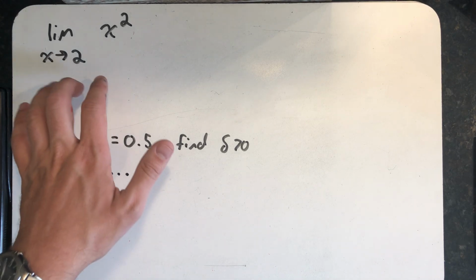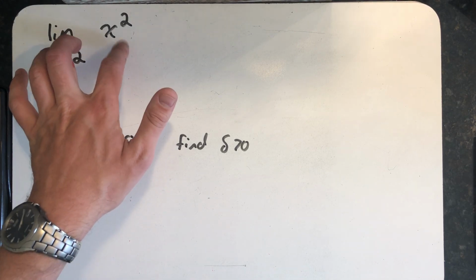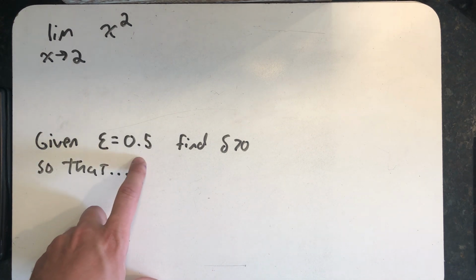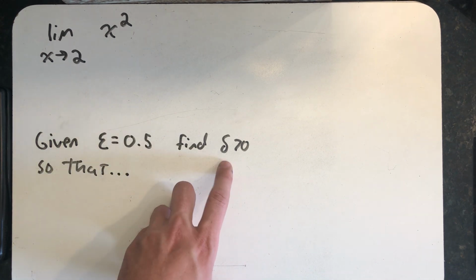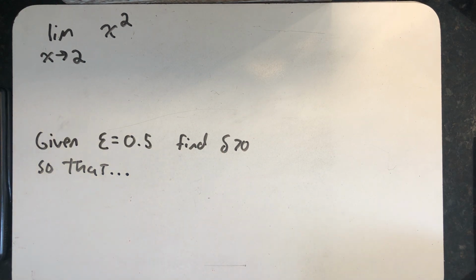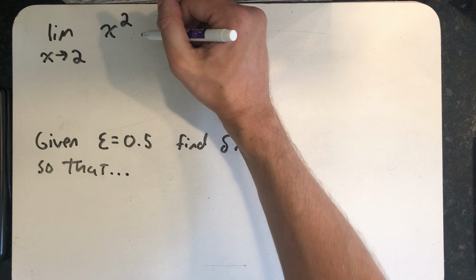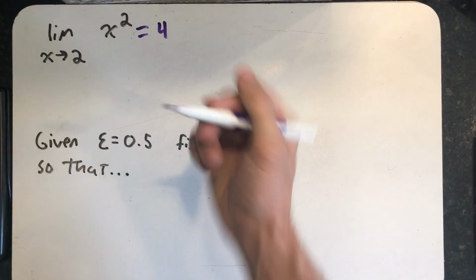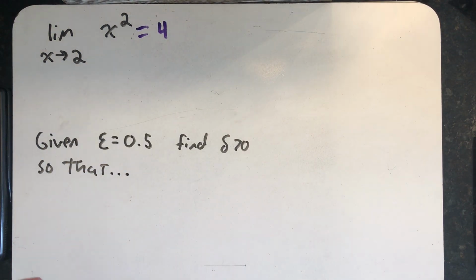In this video, we're going to consider the limit as x approaches 2 of x squared. Given an epsilon of 0.5, we're asked to find the corresponding number delta from the definition of limit. Well, this limit's easy enough to evaluate. It's a polynomial function, so I can just substitute in.